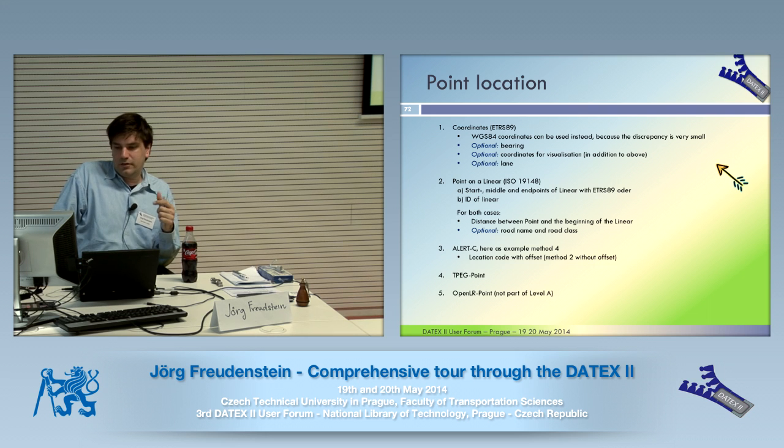You might know ALERT-C, of course, the location code lists, which are national lists with tables where you can find different points, usually only very important points like motorway junctions or something. Then you have the possibility to code it via TPEG, and as I said before, which is not part of level A, there's also an OpenLR extension for points, which can be downloaded from the website. There is an extension folder on the website, and there you find the OpenLR extension.